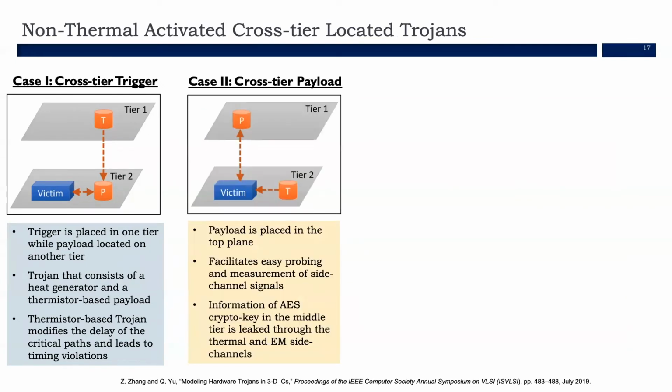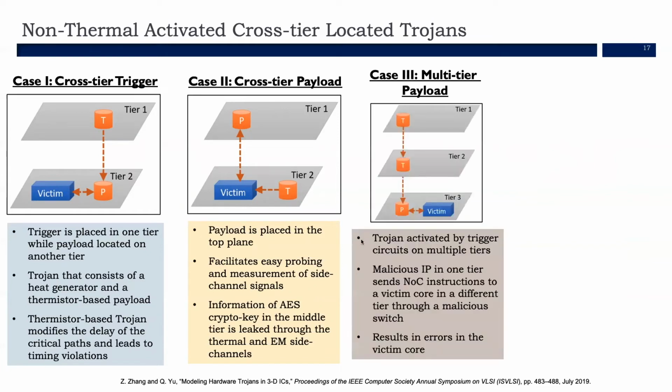The second case is that of cross-tier based Trojans, where the payload is placed in the top tier and facilitates easy probing or measurement for side channel analysis. The third case is that of a Trojan that is activated by trigger circuits on multiple tiers. An example can be that of a NOC, where a malicious IP in one tier sends NOC instructions to a victim core in a different tier through the malicious switch.